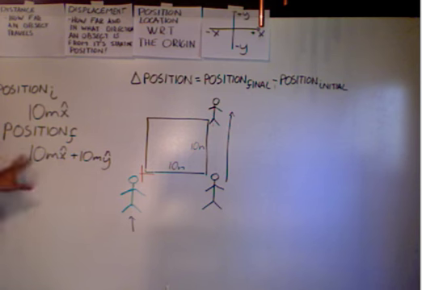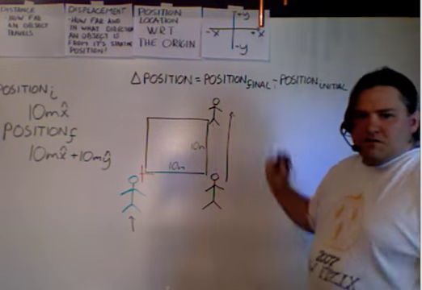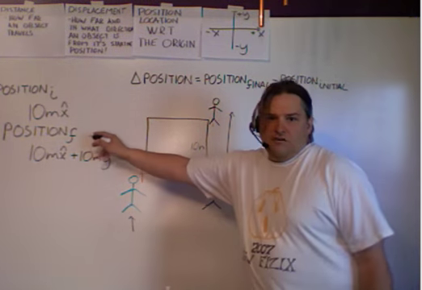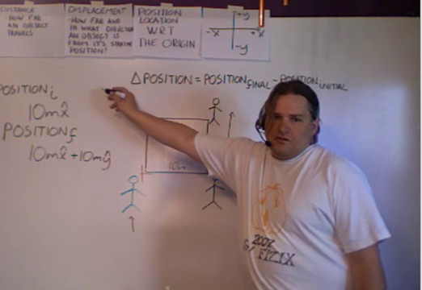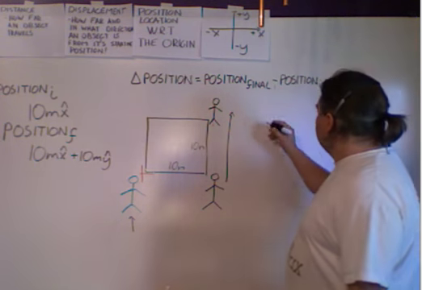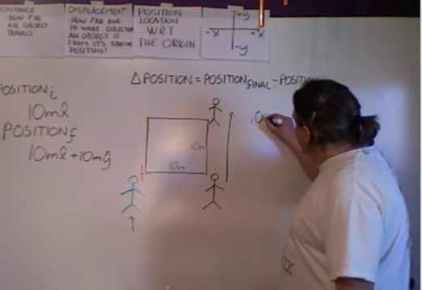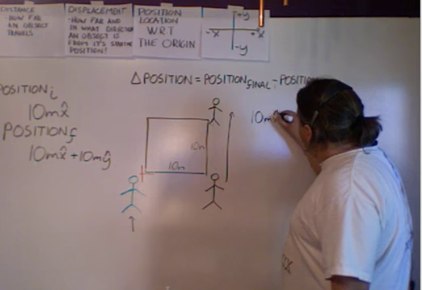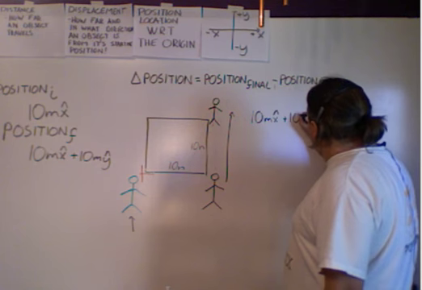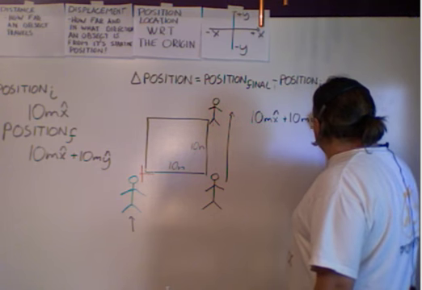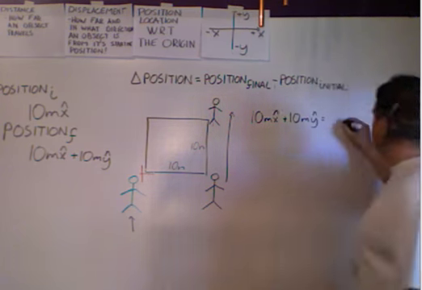So, knowing our mathematics, we're going to end up with position final minus position initial. Position final referred to here, position initial referred to here. So his position final is 10 meters in the x direction plus 10 meters in the y direction. This is position final.